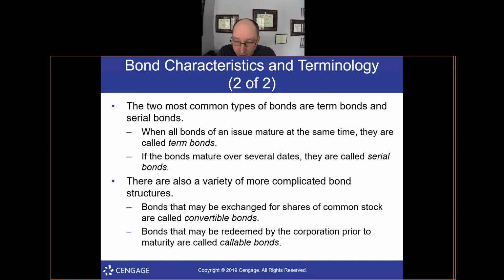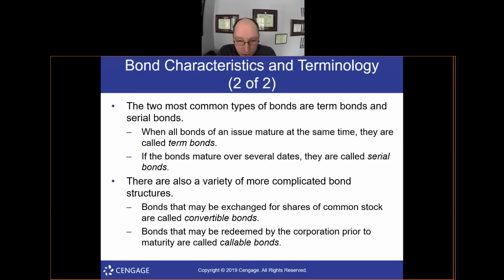So what does that mean? If I issued bonds of $10,000 increments, that means I issued 10 bonds. One will mature in 30 days, another one will mature in another 30, another in 60, another in 90, and so forth. That makes it a serial bond. They have multiple due dates instead of all becoming due at the same time. So those are the two different types of bonds.